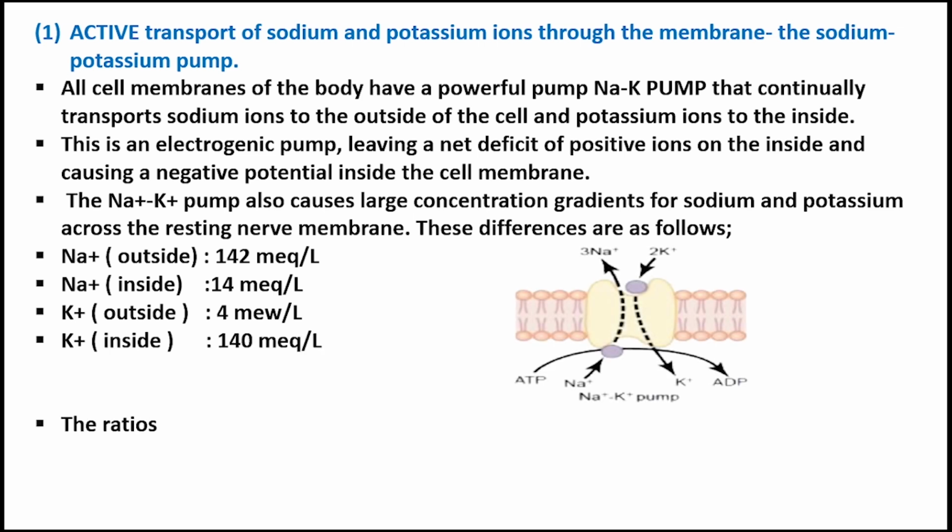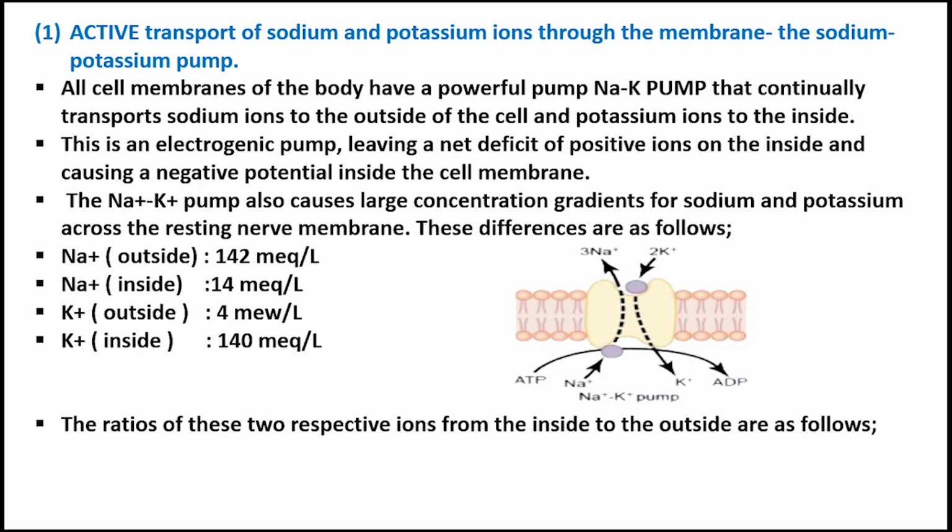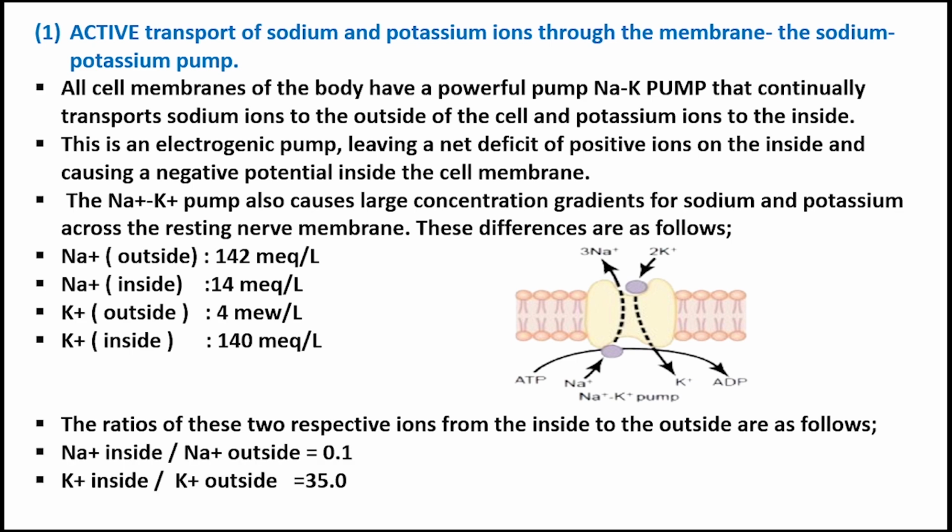The ratios of these two respective ions from the inside to the outside are as follows. Sodium inside to sodium outside equals 0.1. Potassium inside to potassium outside equals 35.02.